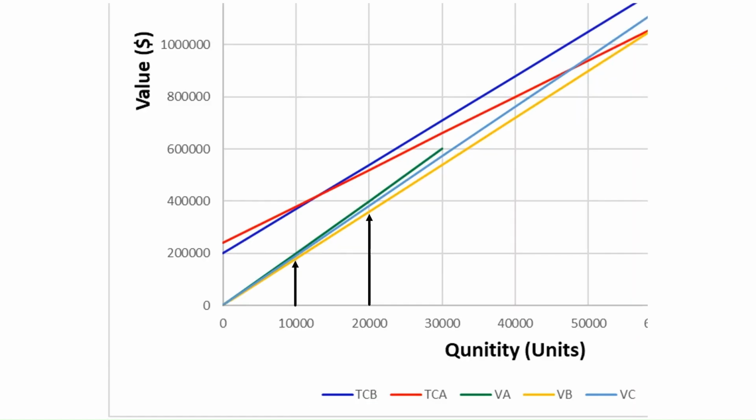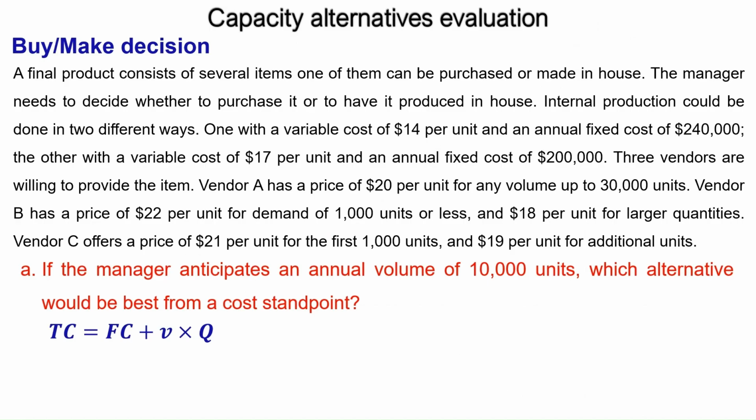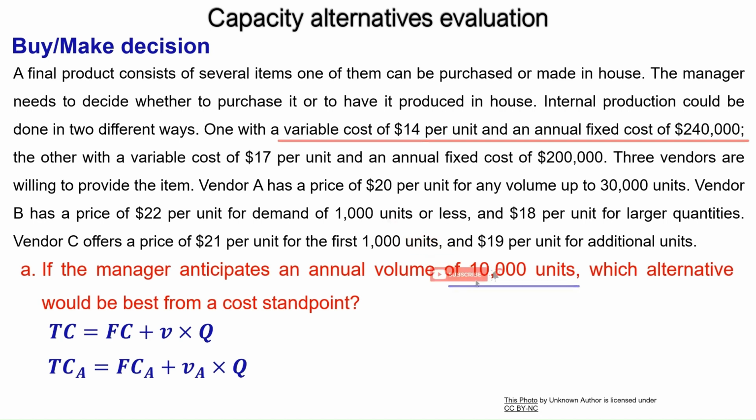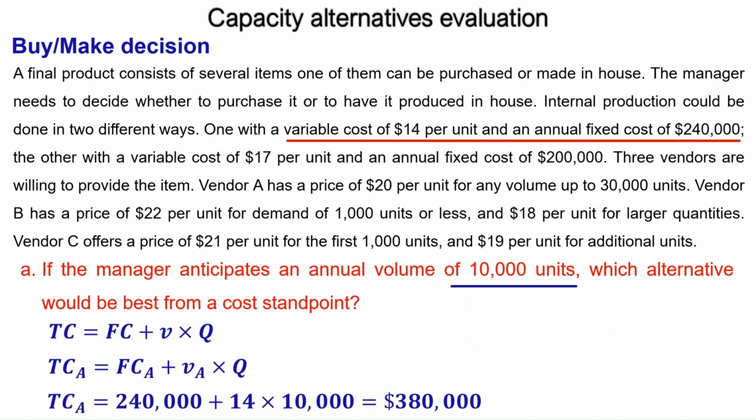As we can see here, vendor B has the lowest cost at Q equal to 10,000 and 20,000 units. Let us verify this mathematically by calculating the total cost of each alternative at Q equals 10,000 units. In the case of producing the item in-house, the total cost equals the fixed cost plus the variable cost multiplied by the quantity. So, the total cost of the first alternative, TCA equals FCA plus VA multiplied by Q. Substitute the given values. TCA equals 240,000 plus 14 multiplied by 10,000 equals $380,000.